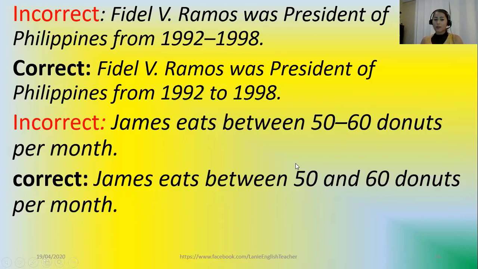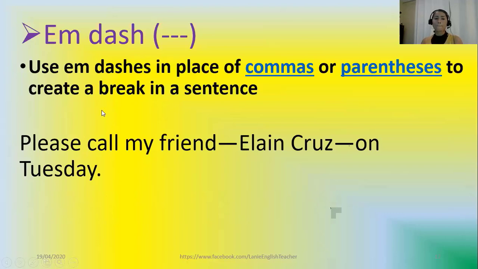What will be the correct way of writing this one? So this is the correct way of writing. James eats between 50 and 60 donuts per month. So instead of using en dash, we use the word "and", because this range of numbers is introduced by the word "between". So James eats between 50 and 60 donuts per month.